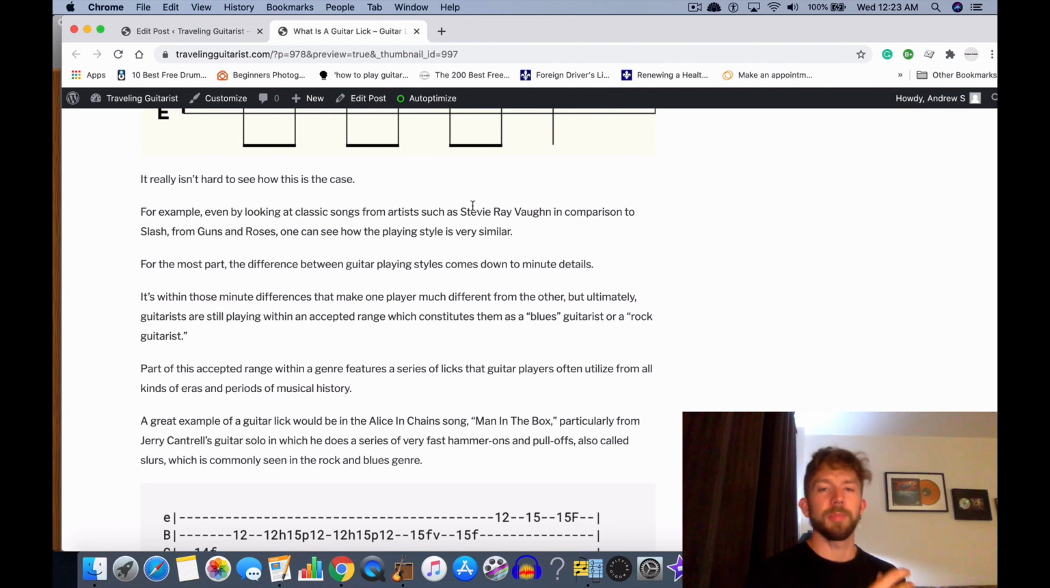Yeah, so every player or every musician is playing within an accepted range within a genre, where there are licks that are repeated and they're all kind of the same. But what makes players different from each other is these minute differences that make them different from other players at the end of the day, you know? And that's kind of what licks are. They're something that's repeated in a certain genre.